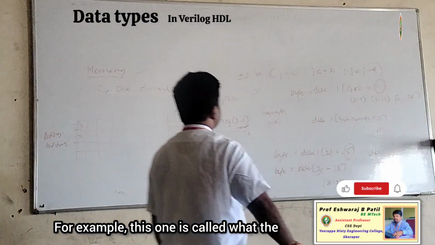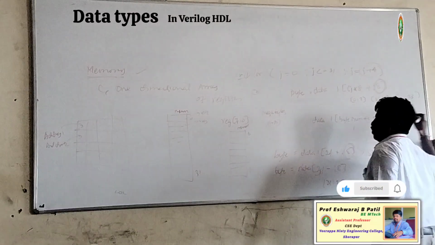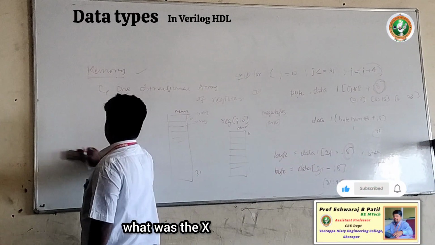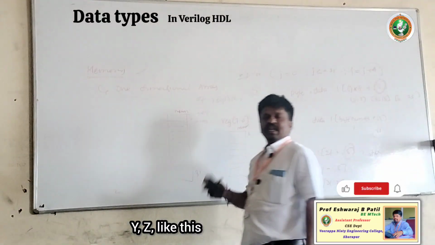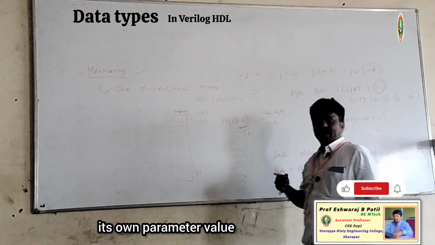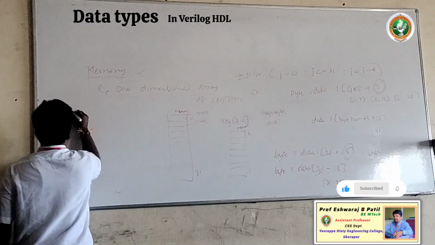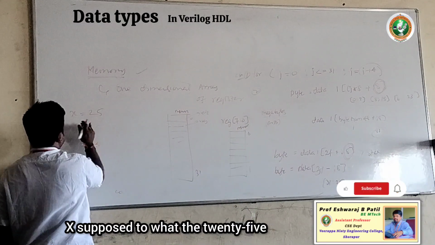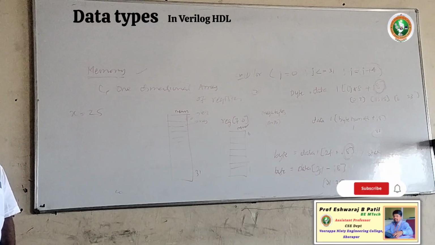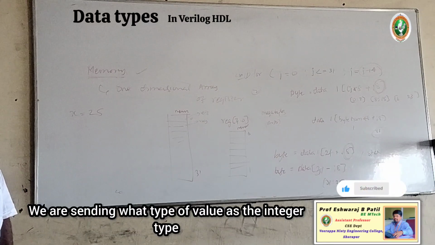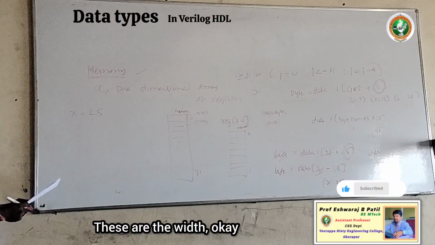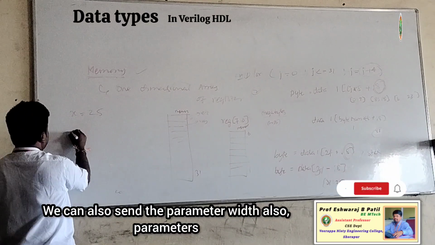For example, variables can be named x, y, z, like this. Each variable can have its own parameter value. As for example, x equals 25. Here what is the variable? X is the variable. 25 is the parameter. We are sending the integer type of value. Okay, we can also send the parameter width also.